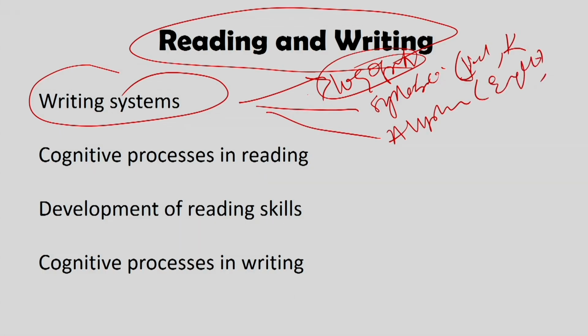The logographic system uses symbols to represent words or morphemes. The syllabaries represent each possible syllable of a language with a different symbol, and the alphabets represent language at the phoneme level, at the sound level. We also looked at what an orthography is, which is a set of rules for writing the words of a language. We looked at how we can have languages with a shallow orthography, for example Spanish, and a deep orthography, for example English. We looked at what homophones and homographs are.